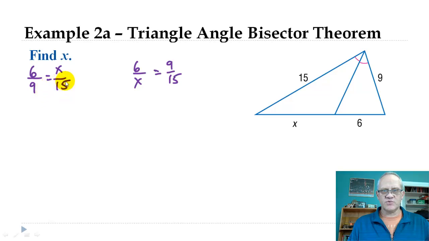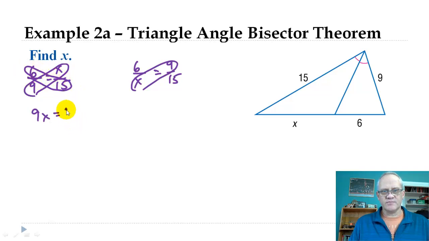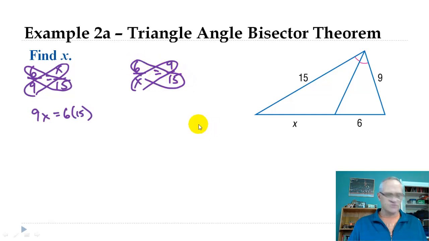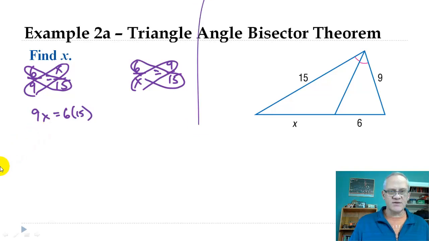And if you notice, it's going to be the same thing both ways, that if you cross multiply, you're going to do the 9 times the x. Here again, the 9 times the x. And then when you cross multiply the other one, 6 times 15. And of course, this way also, 6 times 15. So you're going to get the same answer there. So 6 times 15 is 90.